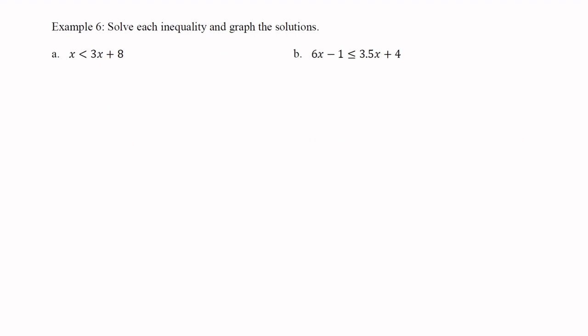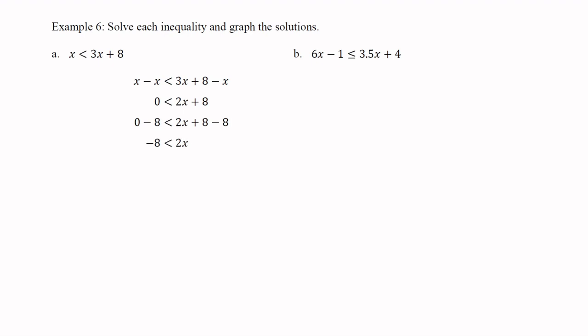So starting off with A, we have to move the 3x over to the left-hand side, or you can move the x to the right-hand side. So let's do it that way. If we subtract x from each side, that gives us 0 is less than 2x plus 8. Then we're going to subtract 8 from each side.